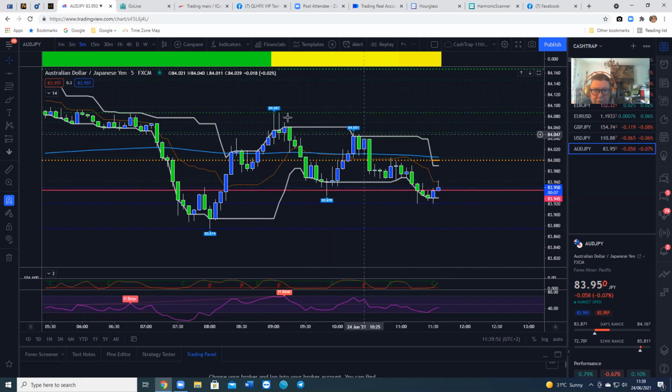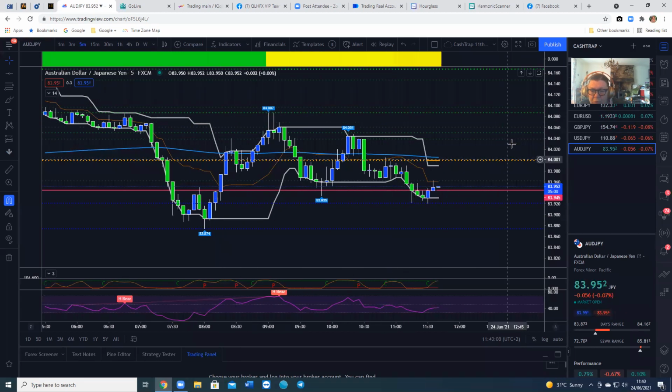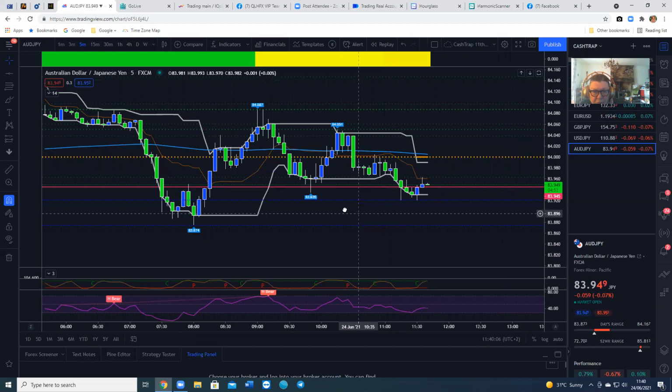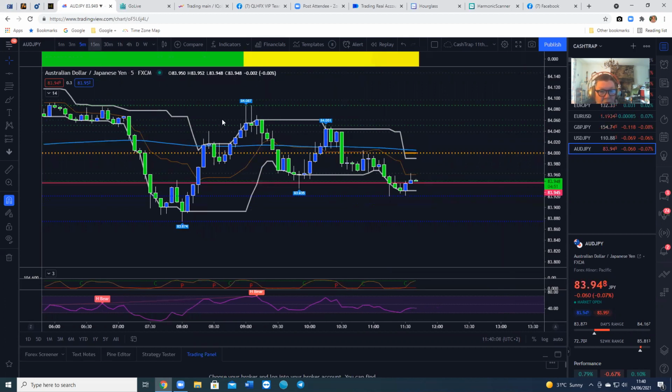It hasn't done, it has moved down, but it looks like it's probably going to range. So London, it was selling off, so it could get stronger. New York reversal as you get to 2 p.m. UK time. But at the moment, we can only follow the rules of CASHTRAP if that's the strategy you're trading.